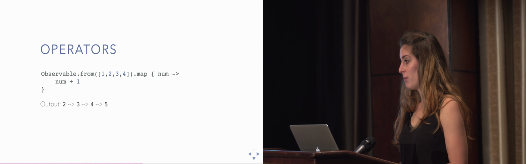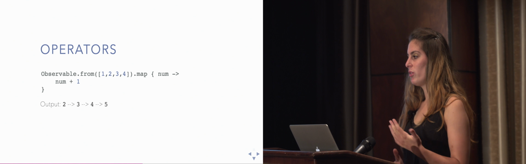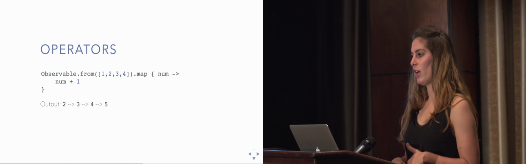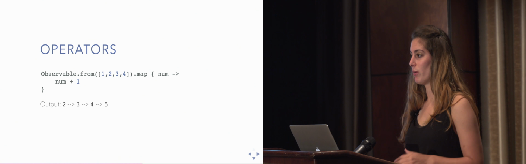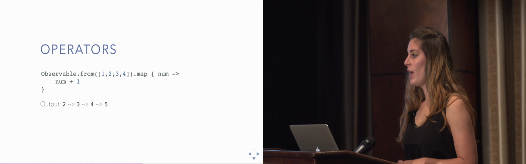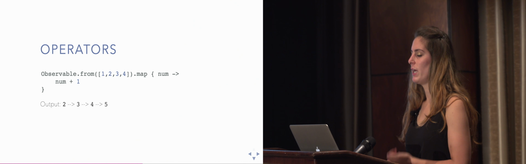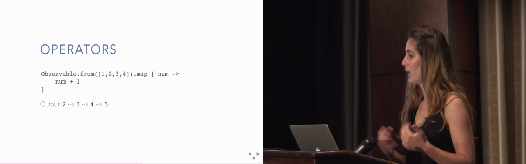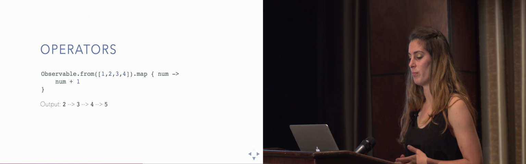What do they look like in practice? Well, if you look at this screen, the Observable.from of an array is exactly what we saw earlier in the presentation. If we had that observable on its own, it would emit 1, 2, 3, and 4. And then it would cease. It would call its onComplete.